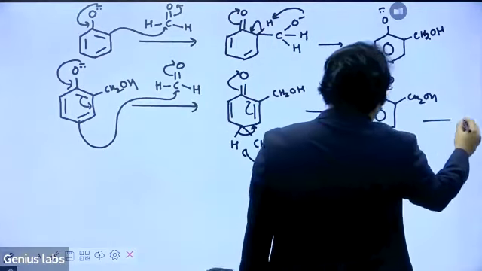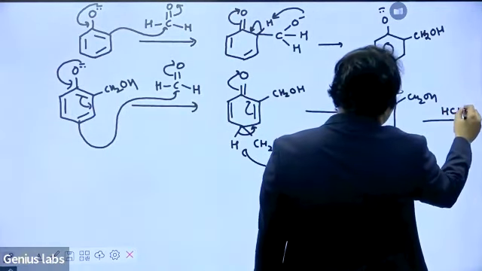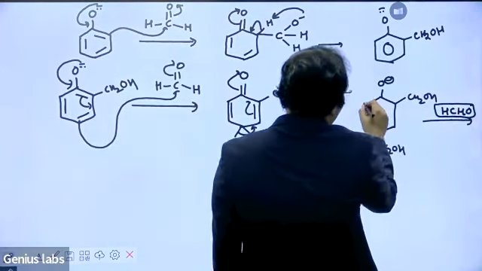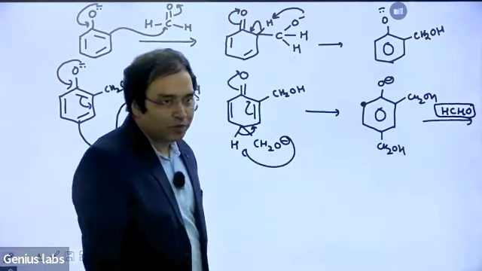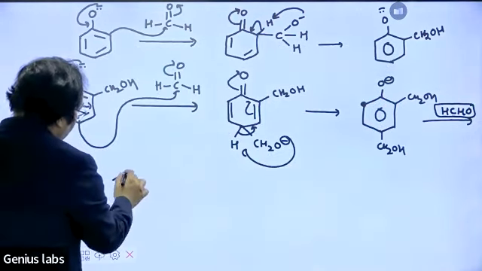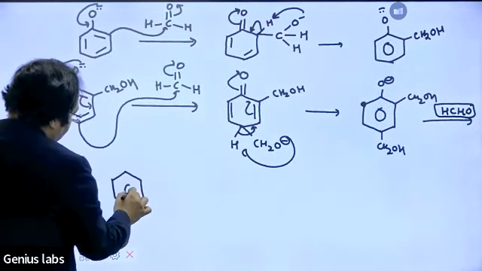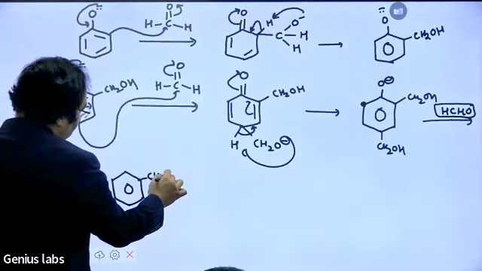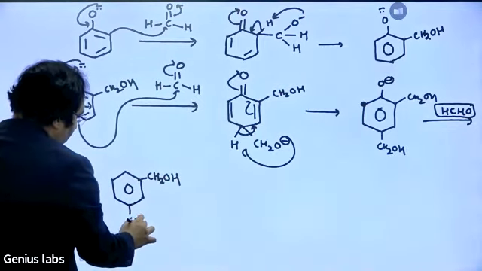And again, if I give one more HCHO, now phenoxide is highly reactive thing, right? And moreover, ortho position is activated position, para is activated position. So it again puts one more and it becomes this structure. Now I'm coming to the point why I'm drawing the structure. There's a reason for it.